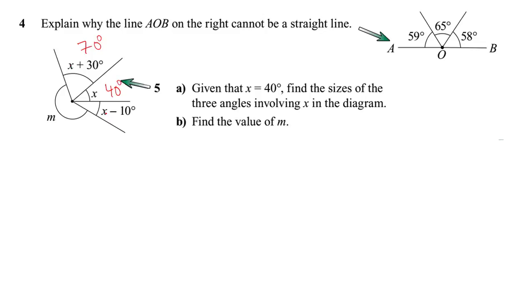And then this x is 40, so I do 40, take away 10, which is going to be 30. So what you're doing here is basically substitution. You're just putting 40 where x is. Okay. Now, to find what m is, I need to add everything.